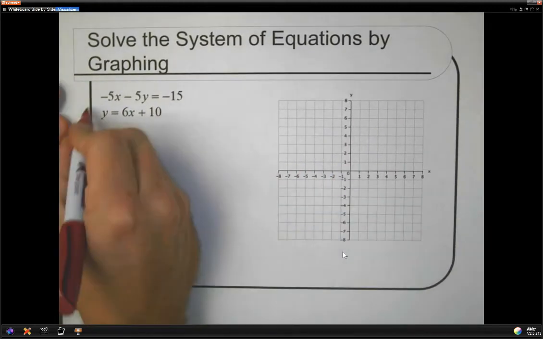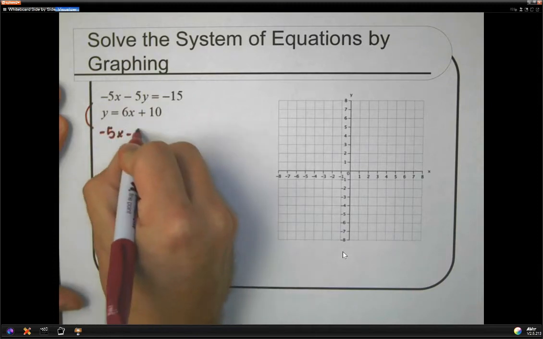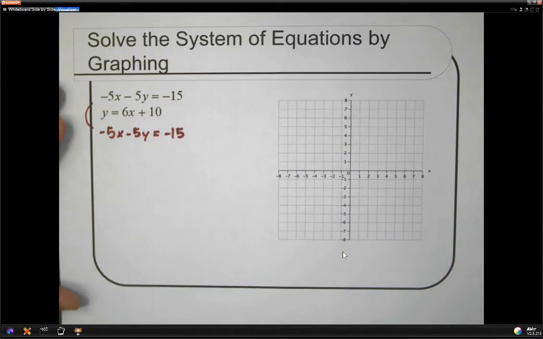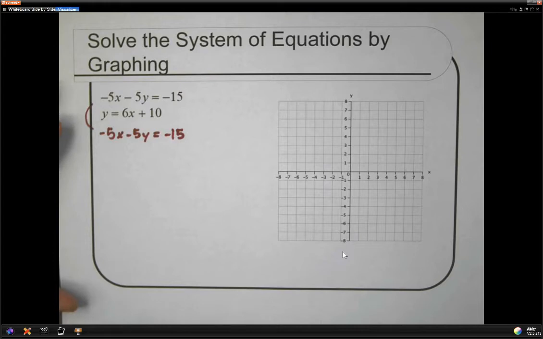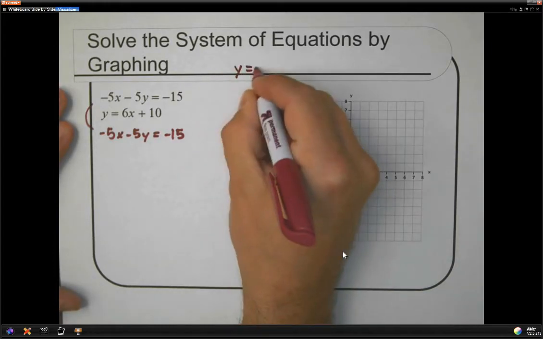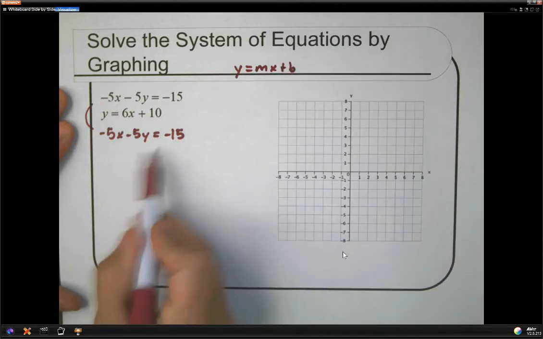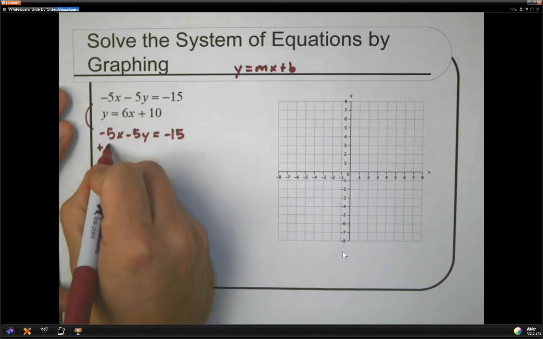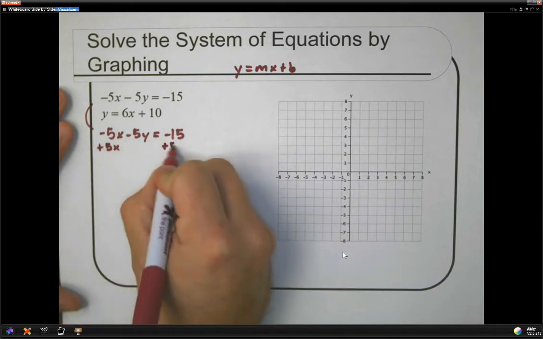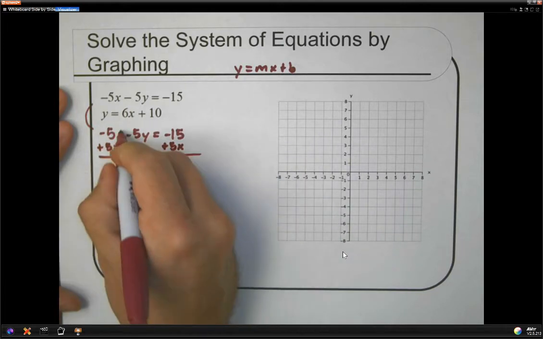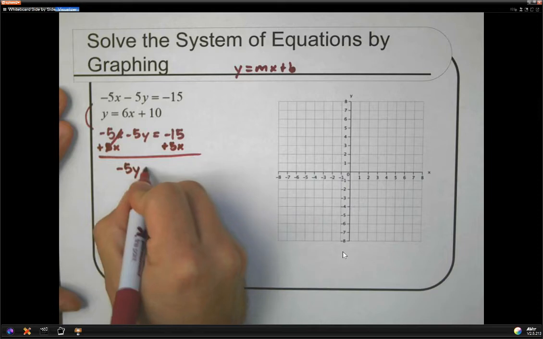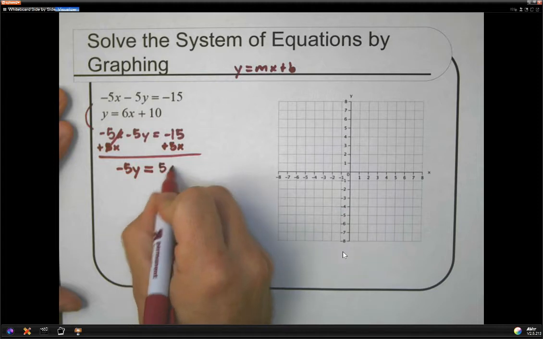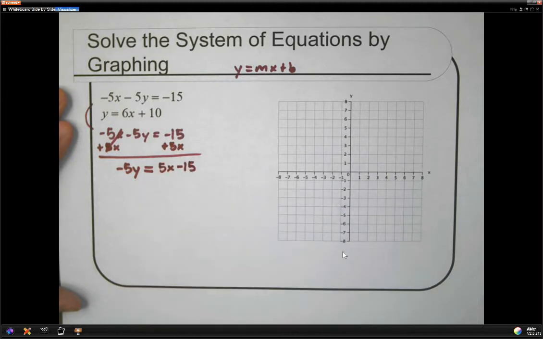Okay, so I'm going to take this negative 5x minus 5y equals negative 15, and I am going to put it in slope-intercept form. That way it makes it easy to graph. Well, again, slope-intercept form is y equals mx plus b. So the idea of this is to basically get y by itself. So in order to get y by itself, I have to use inverse operations. So in this particular case, I will add the 5x to the other side, giving me negative 5y is equal to, now again, I'm setting it up for slope-intercept form, so it would be best to write the x part first and the other part second.